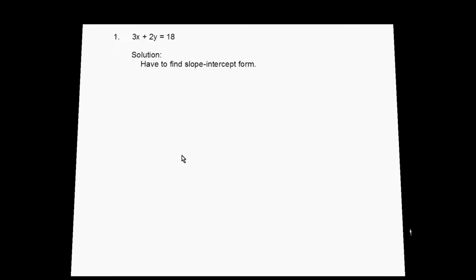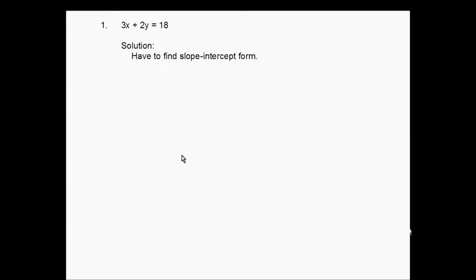So here's our first one. I got 3x plus 2y equals 18. Remember, we're looking for slope and y-intercept. In order to find slope and y-intercept, we have to find slope-intercept form. That means solve for y. You want to get y by itself. You want to get y equals mx plus b.